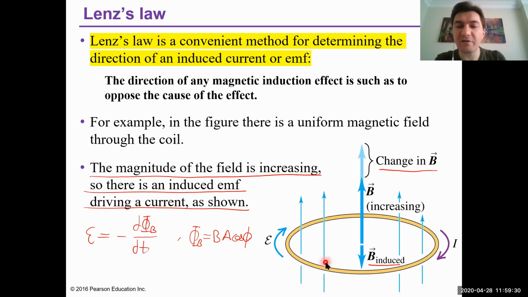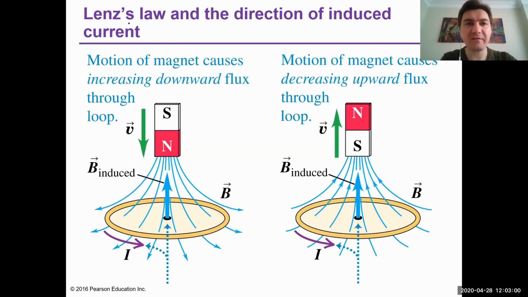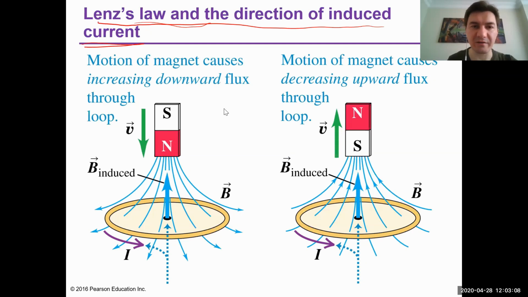What about the direction of the current? The direction of the current or the direction of the EMF is determined with the direction of the induced magnetic field. The magnitude of the field is increasing, so there is an induced EMF driving a current as shown. Let's continue with the Lenz law and the direction of induced current, induced EMF. How to determine it.